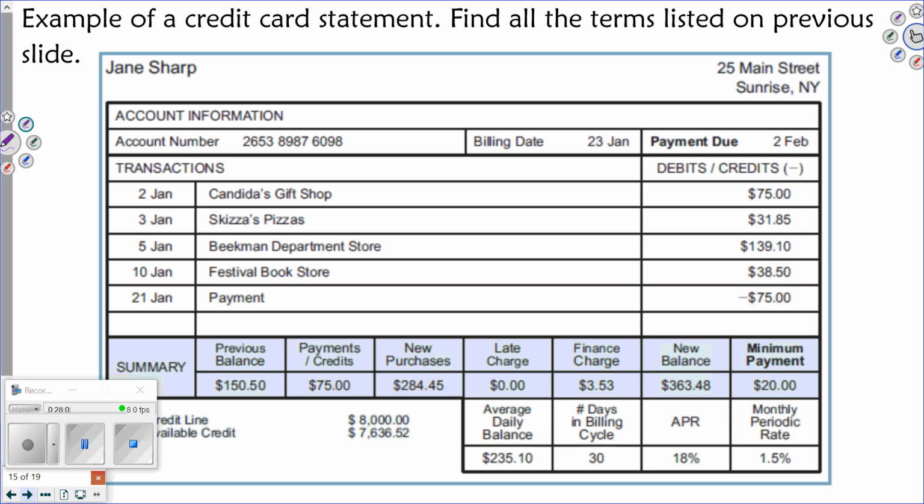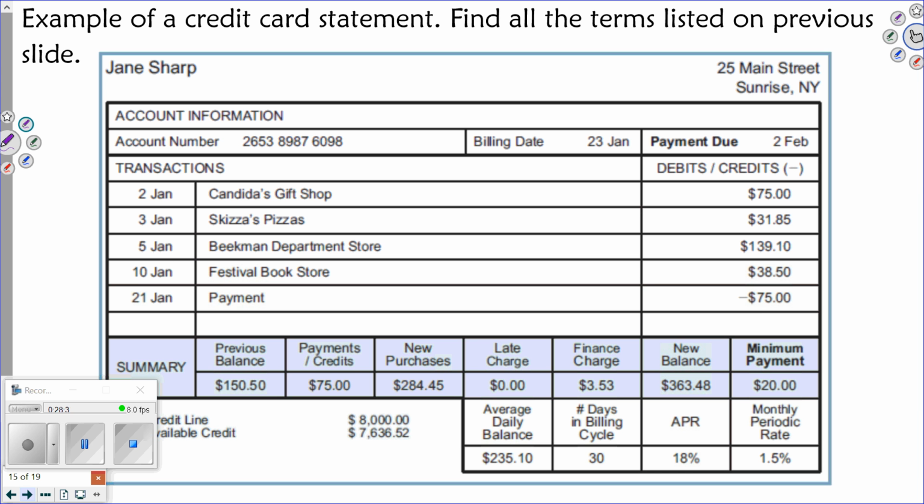So here's an example of a credit card statement. Just so you can look at where all the things are that we just talked about, all those terms. If you look, it's going to have your name, your address, your account information, your account number. It's going to give you your billing date and your payment due date. So this billing was mailed on the 23rd, but your payment is not due until February 2nd.